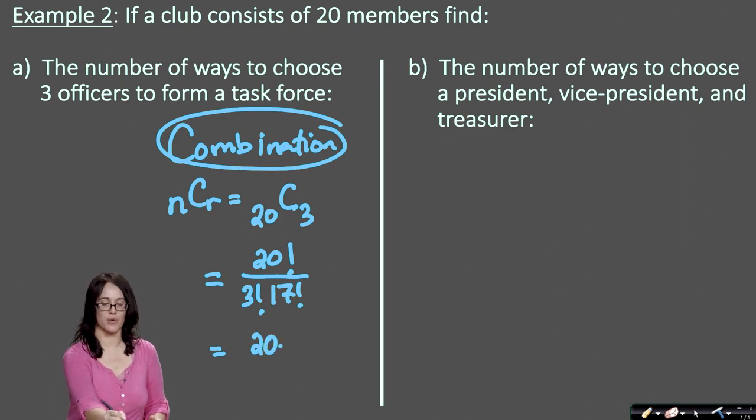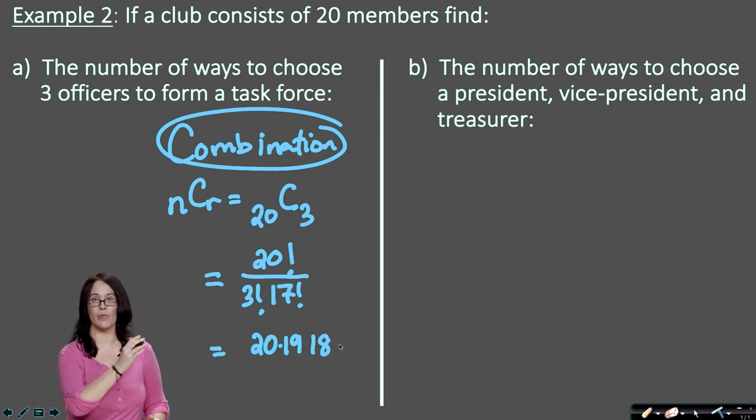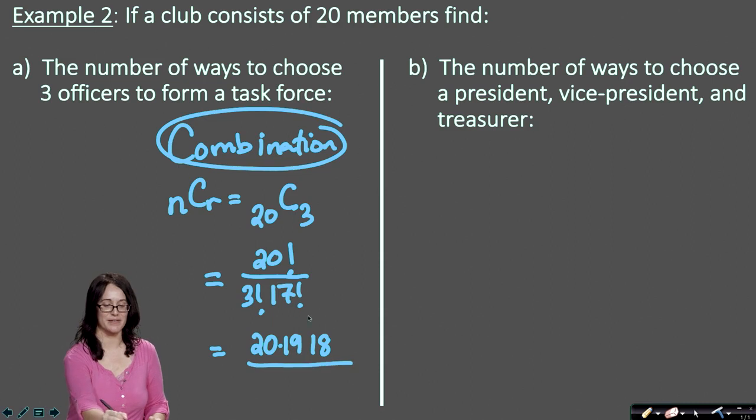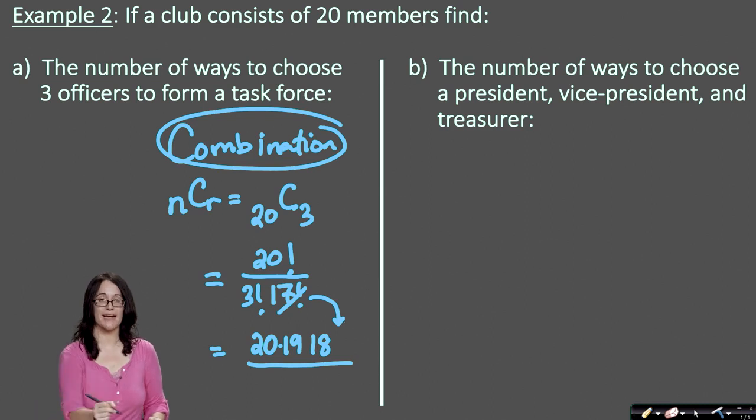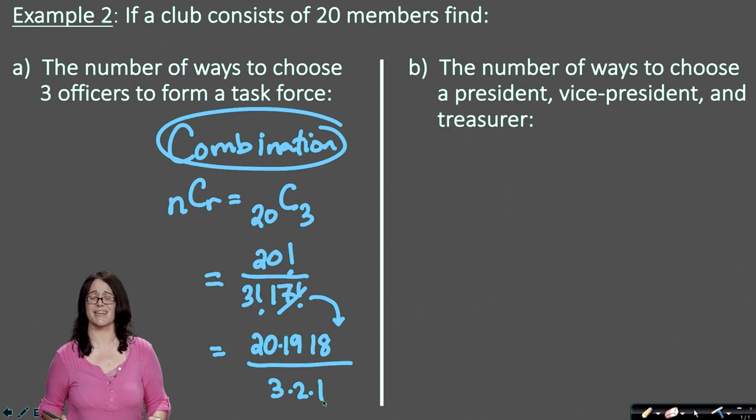Yeah, that's right, just 20 times 19 times 18, and then 17 all the way to 1 cancels with the 17 all the way down to 1 in the denominator. That's pretty awesome. So that's where that 17 factorial canceled with the 17 factorial next to the 18 there. But 3 factorial is just 3 times 2 times 1, or 6.